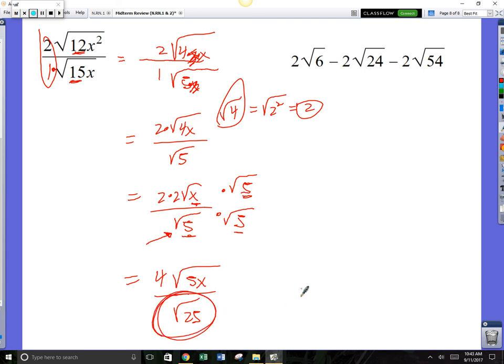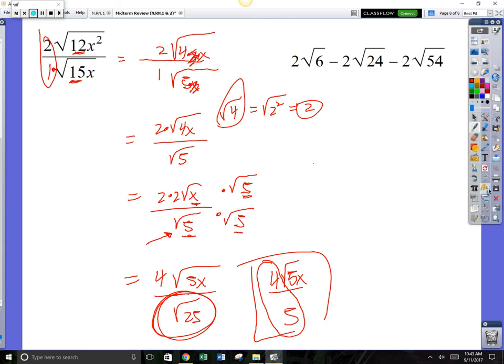And that is what we want. So that's a rational number. So on the bottom, really you just have 5. And on top, you got 4 square roots of 5x. Okay, now the 4 and the 5 are both outside, so they play together. 4/5. 4/5 is simplified as far as you can go, so that is your answer.